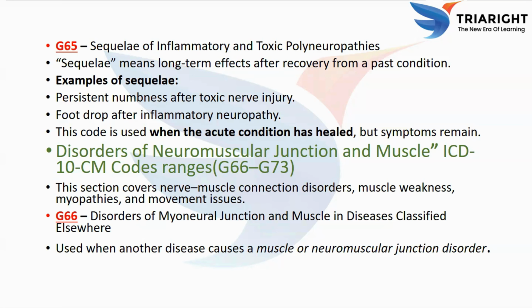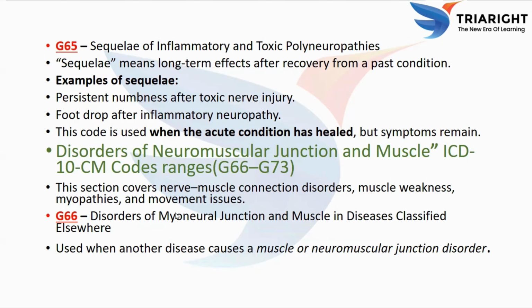So what are the disorders of neuromuscular junction and muscle? This code ranges from G66 to G67.3. So what does this mean? This group of codes involves problems in nerve-muscle communication, muscle weakness, myopathies, which are muscle diseases, and also abnormal muscle movements.